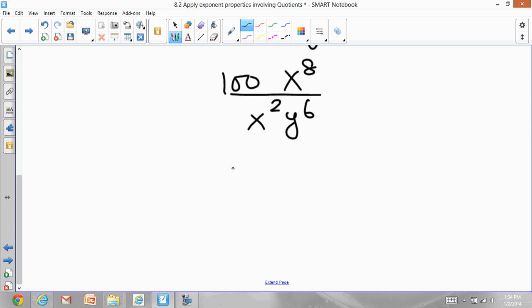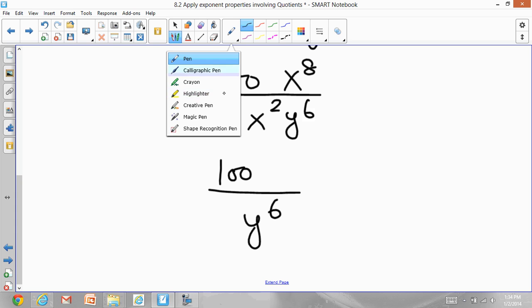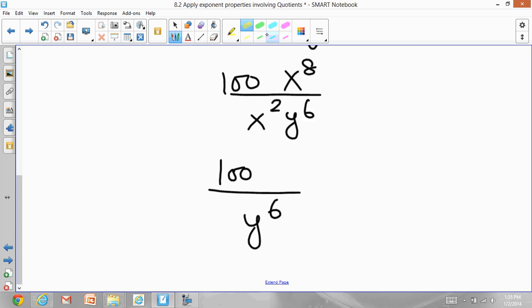So now if you look at 100, there is nothing else to do. The denominator y6 I cannot combine with anything, but I can combine my x's. Watch what I'm doing. So I have x squared, I have x8. So x8 is on the numerator, x squared is on the denominator. So the power of the quotients means you subtract the exponents. If they are on the same level, you add the exponents. If they are on two different levels, you subtract the exponents.